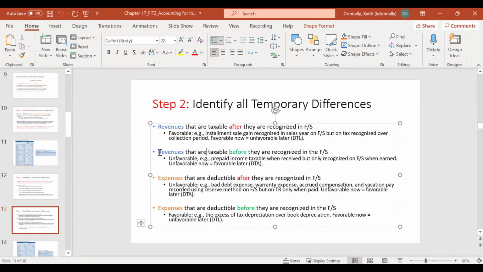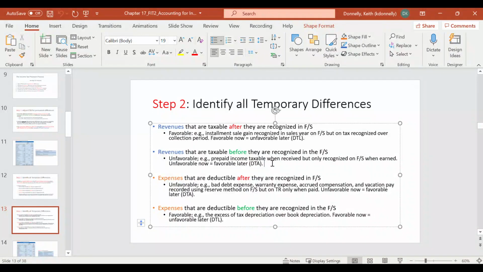The reverse situation here, where we have revenues that are taxable before they're recognized on the financial statements. So basically, the most common example here is prepaid income. Basically, the idea with this is, if you remember your financial accounting class, if you have prepaid income, you're going to debit cash and credit unearned income, that liability account. And then when it's recognized, right, whenever you earn the income, you would debit unearned income, reverse it out, and then credit revenue, right? It's not the same for taxes.